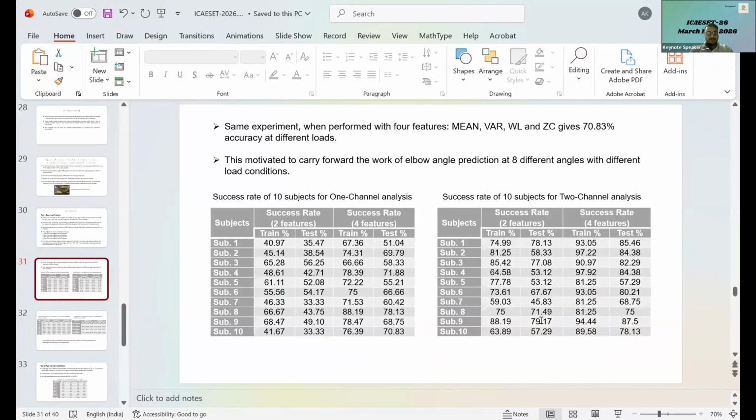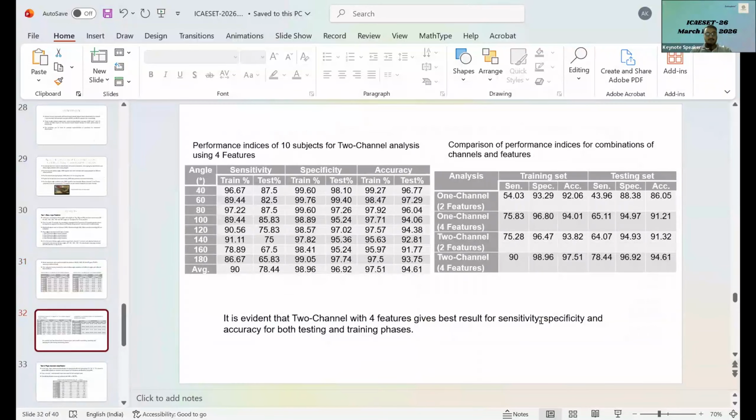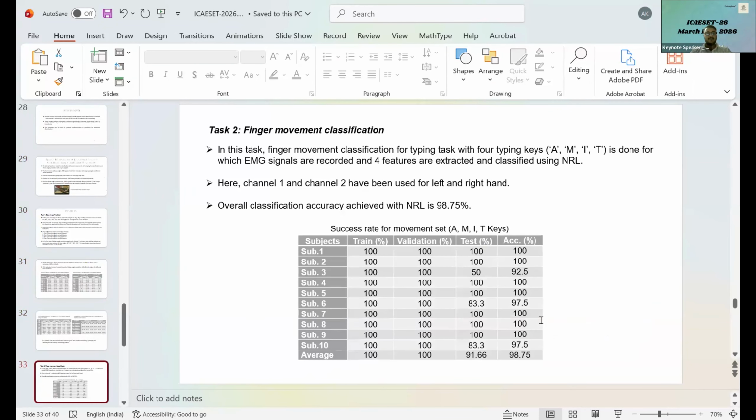Based on this, we have calculated in a similar fashion. We have calculated 4 features here: mean value, variance, zero crossing, and so on, and based on these parameters we try to calculate the accuracy of different movements. These are the results. We are getting more than 95% accuracy for the different experiments.